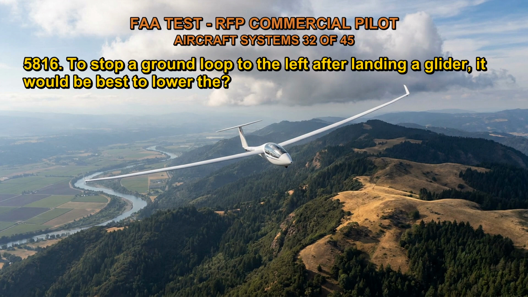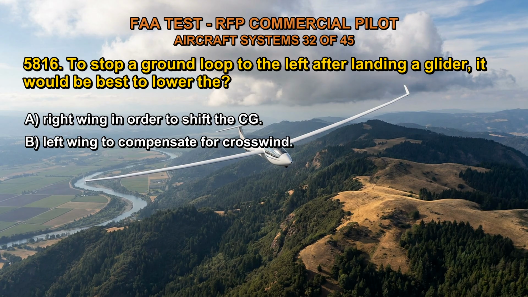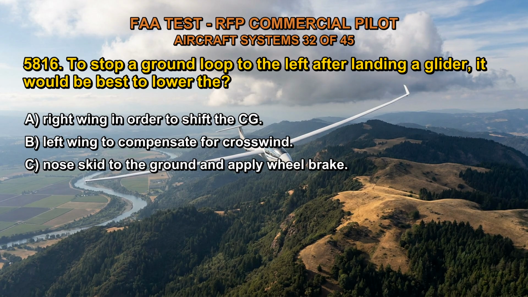5816. To stop a ground loop to the left after landing a glider, it would be best to lower the A. Right wing in order to shift the CG. B. Left wing to compensate for crosswind. C. Nose skid to the ground and apply wheel brake.